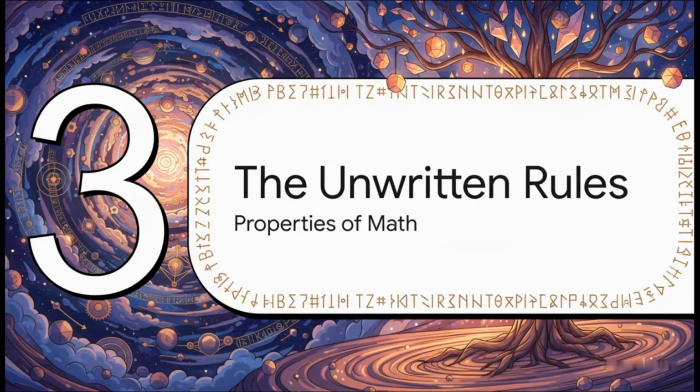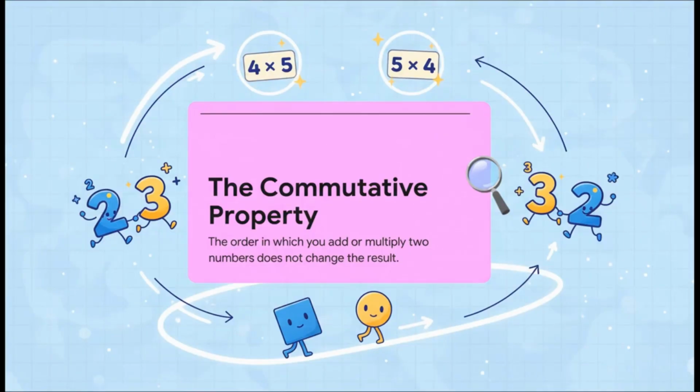Okay, now we're going to go a little deeper. Beyond the order of operations, there are some even more basic rules, properties that are kind of like the laws of physics for numbers. They just work all the time, so much so that we usually don't even notice them. First up is the commutative property.